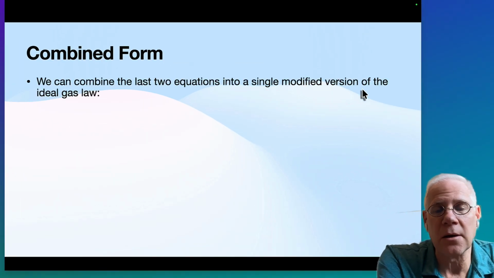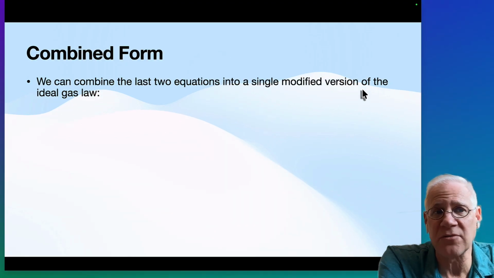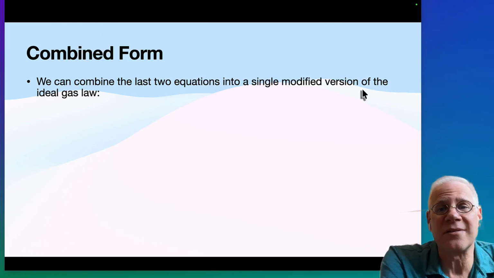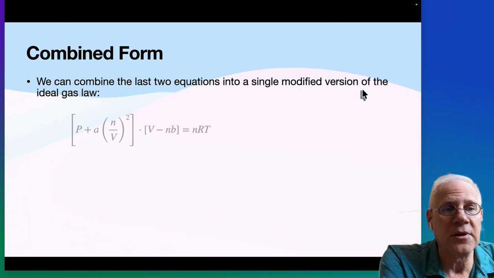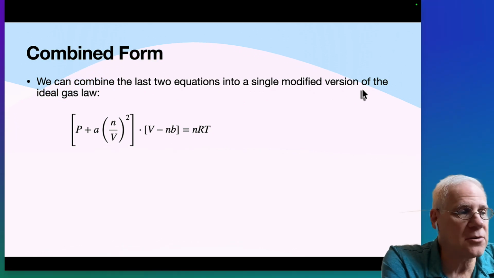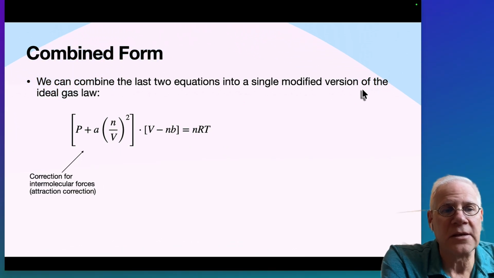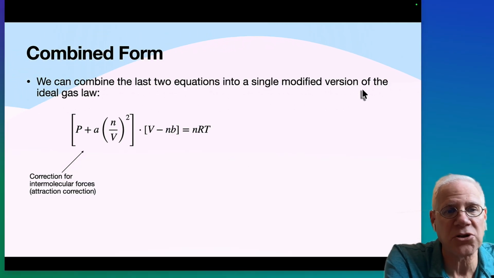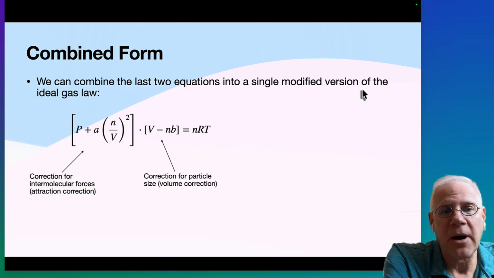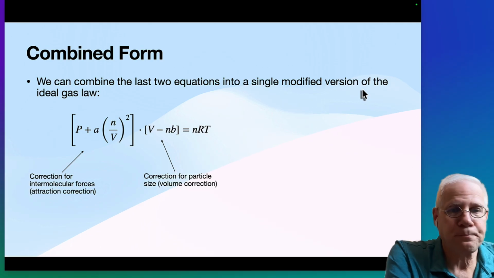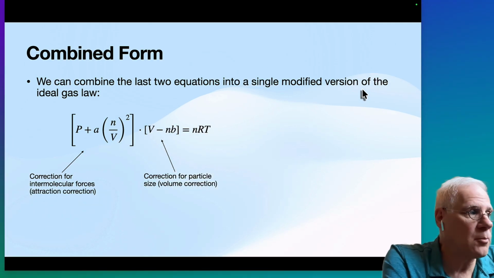Now we can combine both of those last two equations. So we have something that corrects volume, we have something that corrects pressure. We can combine all of those into a single modified version of the ideal gas law, and we get something that looks like this. So we have our pressure correction factor, P plus a n over V squared. This is our correction for intermolecular forces, or an attraction correction, sometimes also called a pressure correction. And then we have V minus nb, which is our correction for particle size. And that, of course, is still equal to nRT.